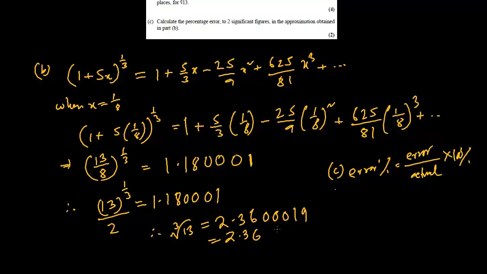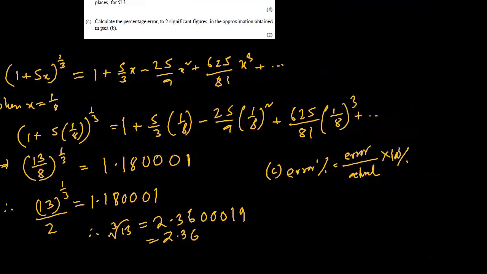But the question is, what is error? So how do we know what the error is? Well, error is the positive difference between the approximate value and the exact value. So let's find the positive difference. It is going to be 2.36 minus the exact value, cube root of 13, divided by the exact value, cube root of 13, into 100%.